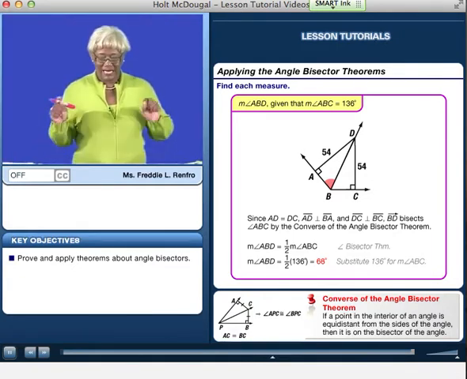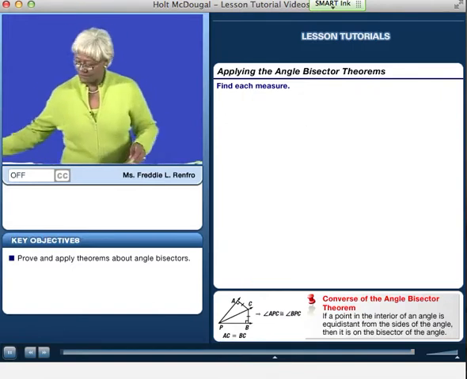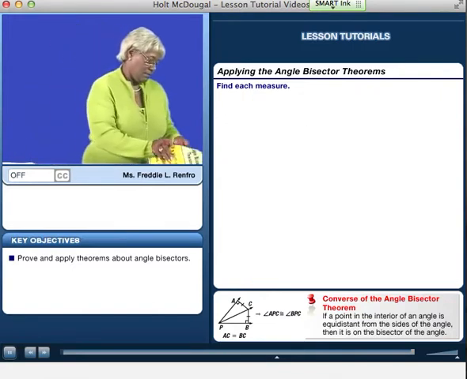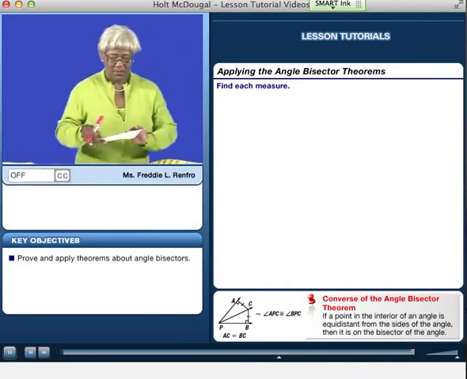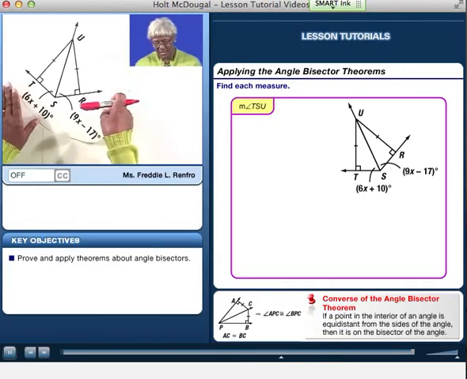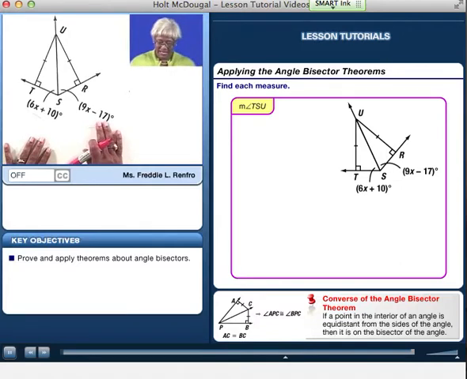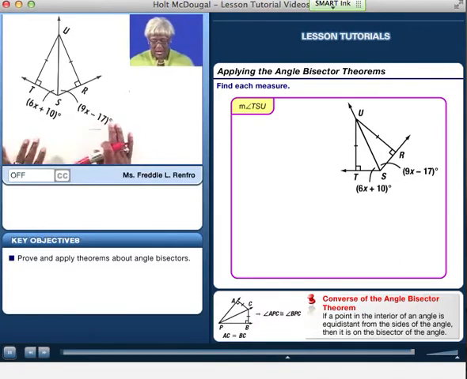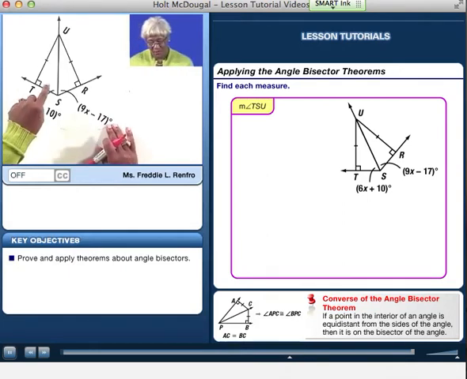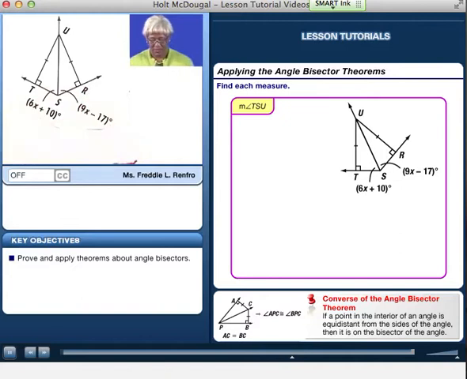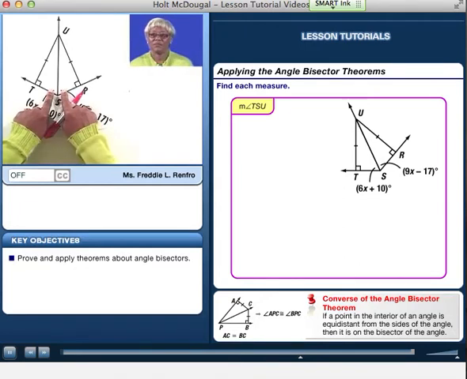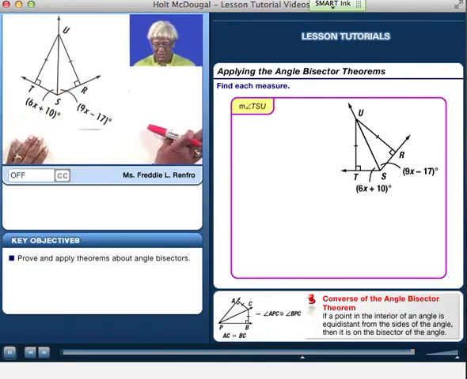Okay? Let's try another one. What are we trying to find in this problem? Well, let's see. We're trying to find the measure of these two angles. Well, we know what they're equal to in terms of x. If I knew what x was, then I could just substitute and find the measure of each angle. But what else do I know? What else do I see?